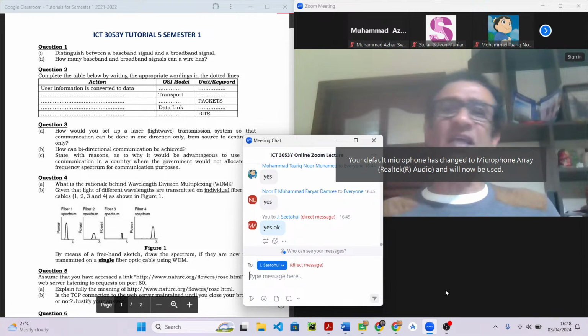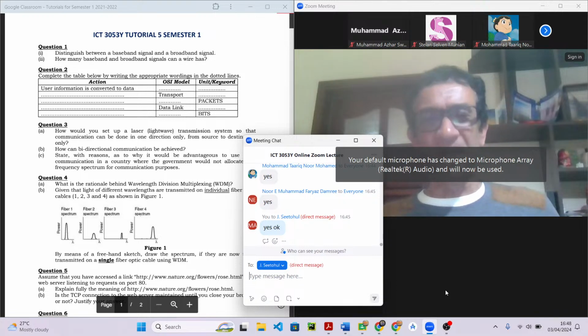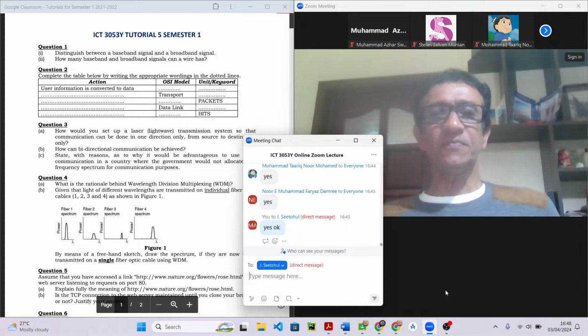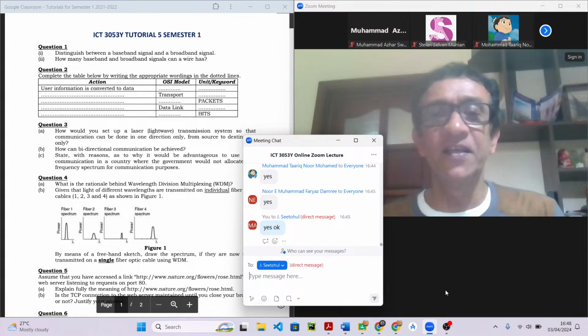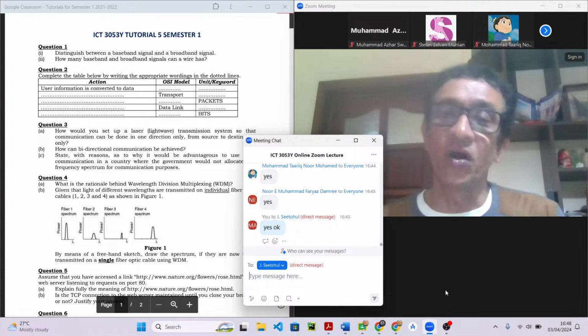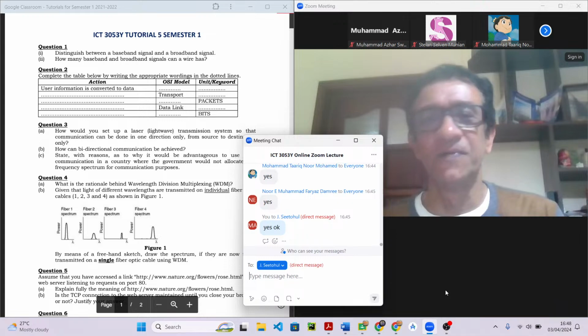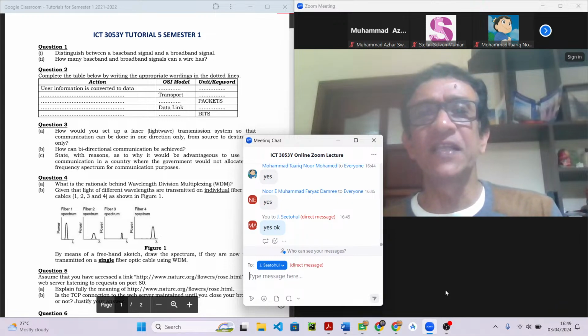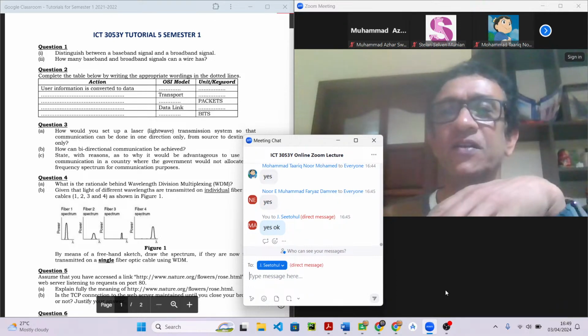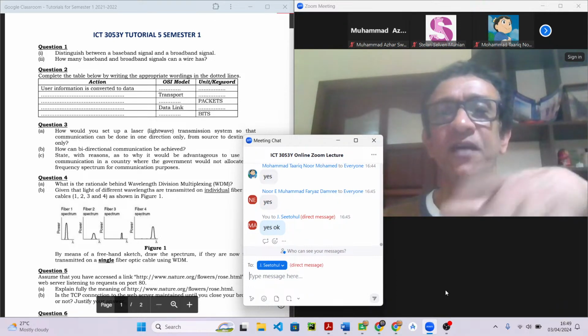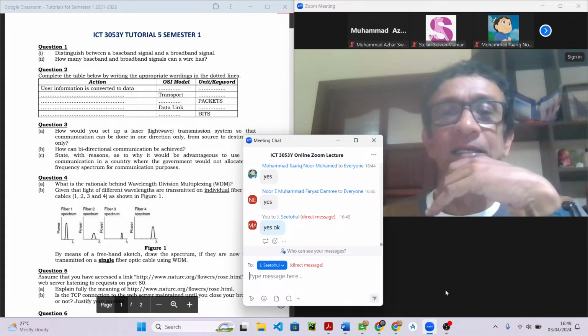It's a technology that multiplexes, so multiplex is combine, multiple optical carrier signals on a single fiber, right? By allocating different wavelengths or colors of light, right? That's all. So given that light of different wavelengths are transmitted on individual fiber optic as shown in the figure, right?